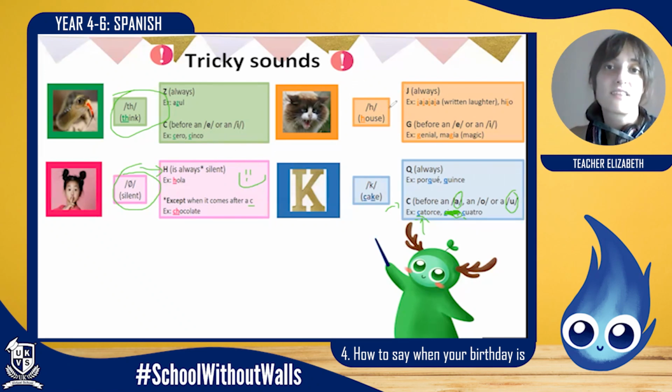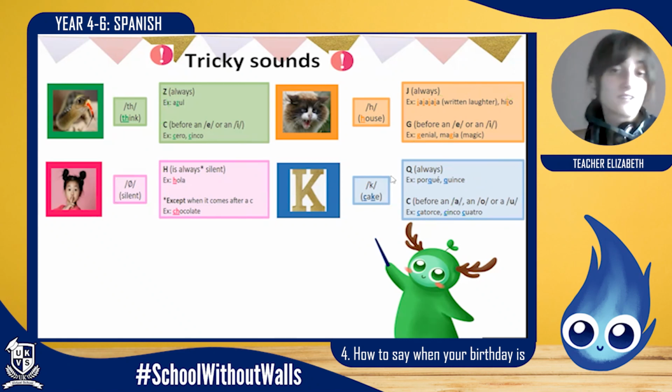Now we've got the h sound like house. This is the letter J, is how we say it. Once you've learned the alphabet and you know that this is J, you will always want to use it to say hijo, for example. You will remember that this is J, just like G before an E or an I, we say genial or magia. And of course, we've got Q. So, ¿por qué? This is Q, just like in English, we say quit, ¿por qué? So same sound, basically.